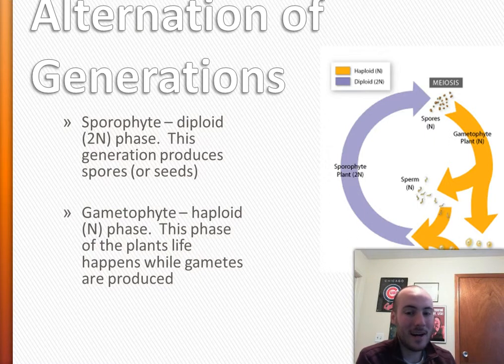Gametophytes produce haploid cells, the gametes. Now remember, diploid means 2 copies of each chromosome. Haploid means 1 copy of each chromosome. So the gametophyte is the plant or structure of the plant that actually produces the gametes, whereas the sporophyte is the part that produces seeds.